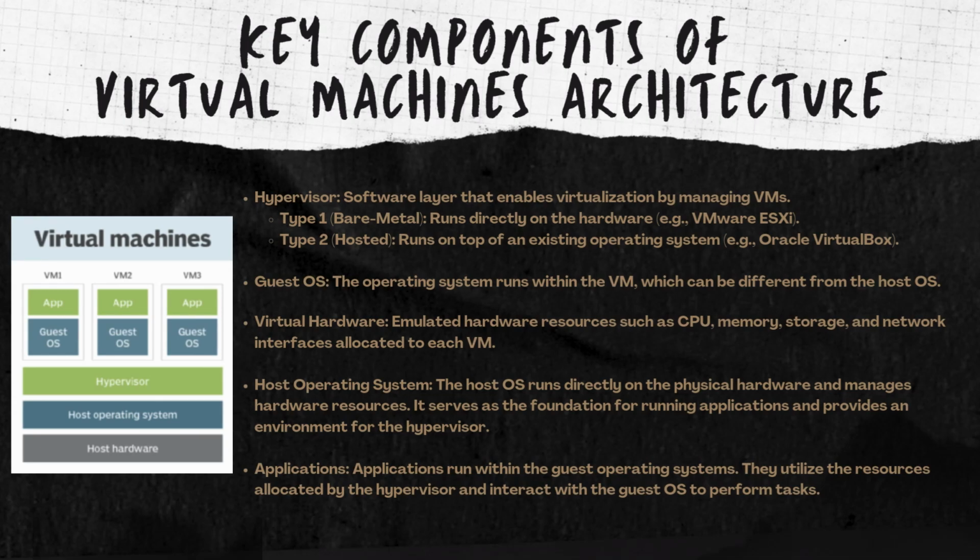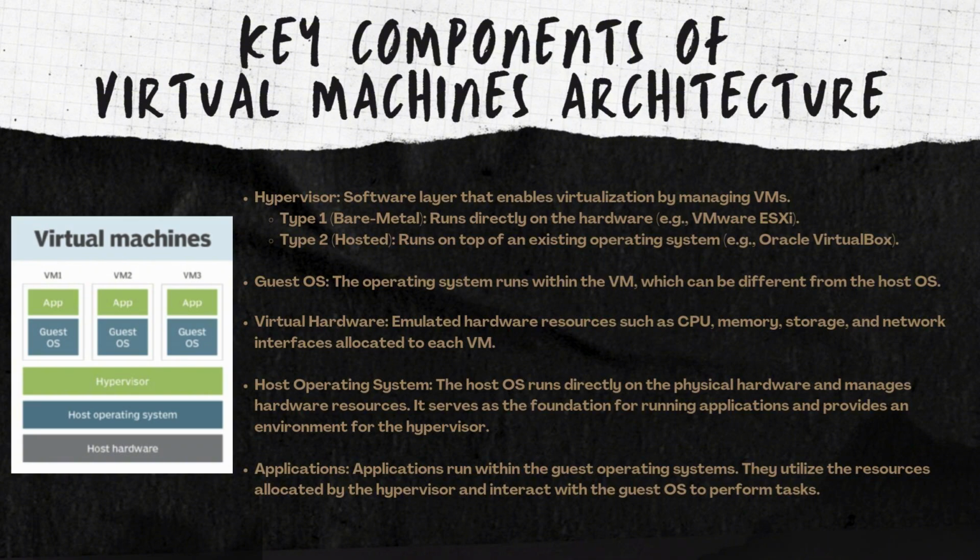Moving on to the key components of the architecture. The first one is the hypervisor, a software layer that enables virtualization by managing VMs. Type 1 runs directly on the hardware, and type 2 runs on top of the existing operating system. The guest OS is the operating system that runs within the VM, which can be different from the host OS.